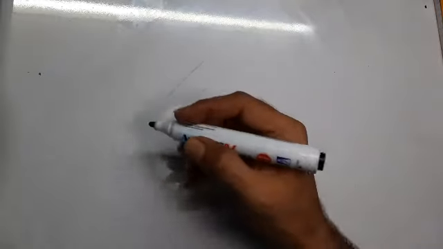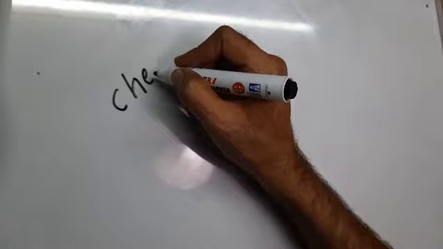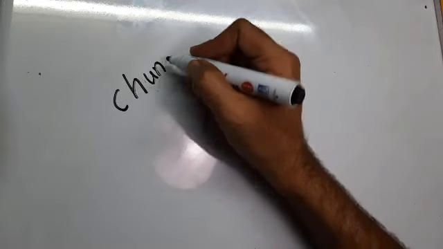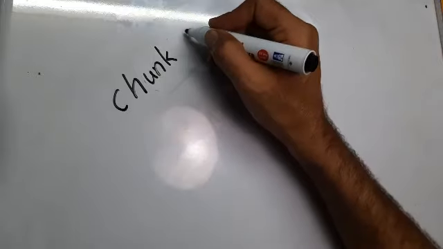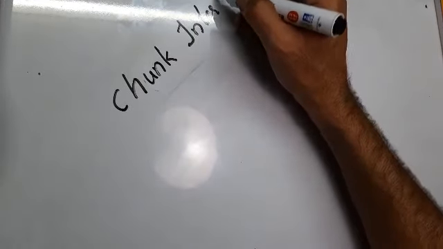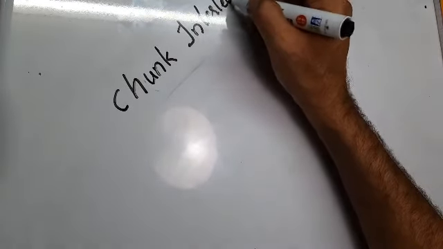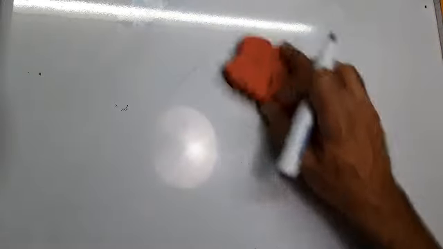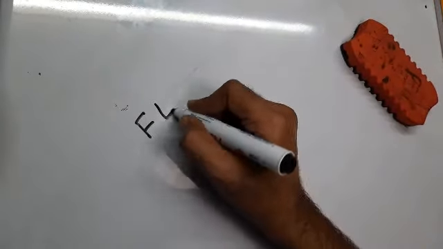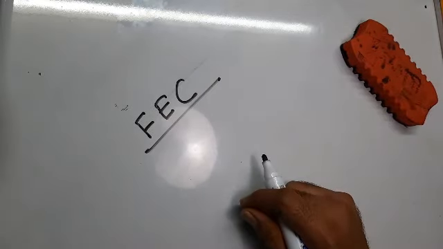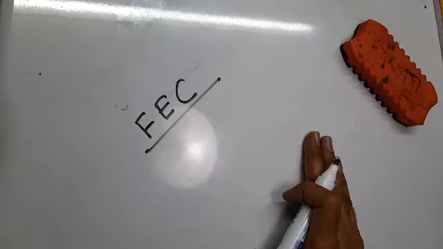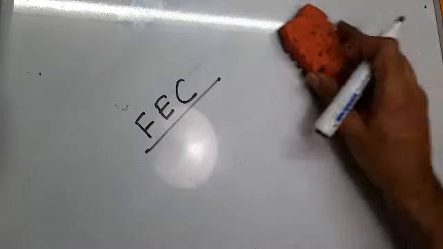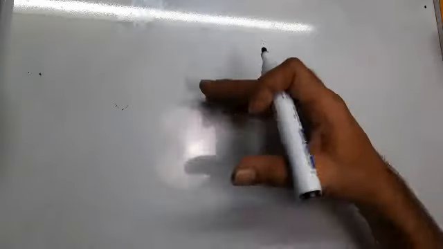Next I am going to discuss a technique which helps us to correct the errors. We'll discuss something known as the chunk interleaving technique. Basically it is a forward error correction technique, we call it FEC. This is widely used in multimedia applications, and it is suitable for multimedia applications.